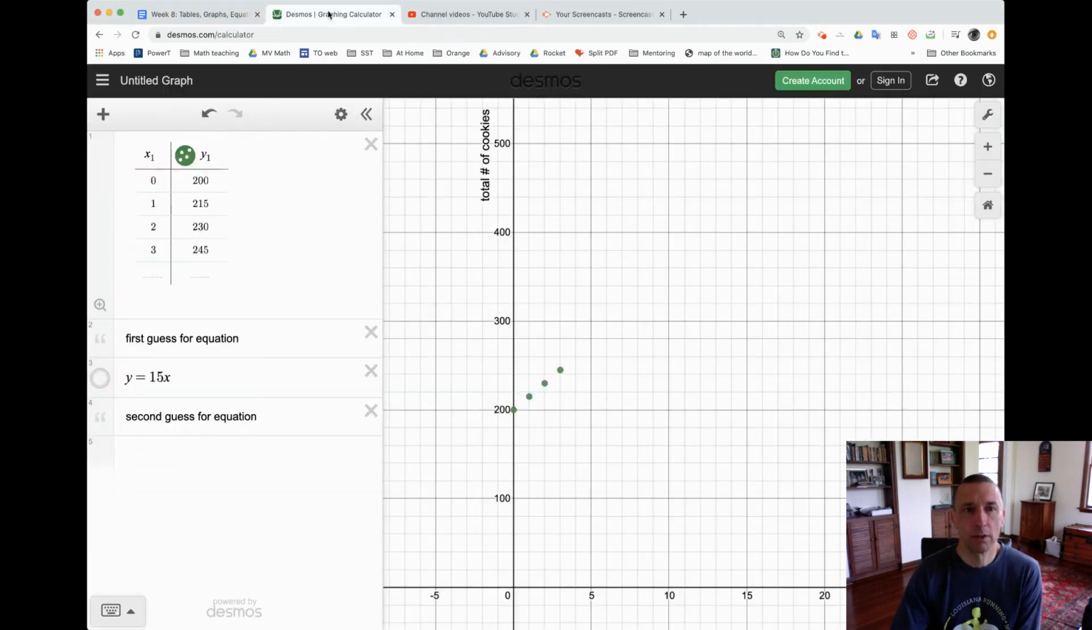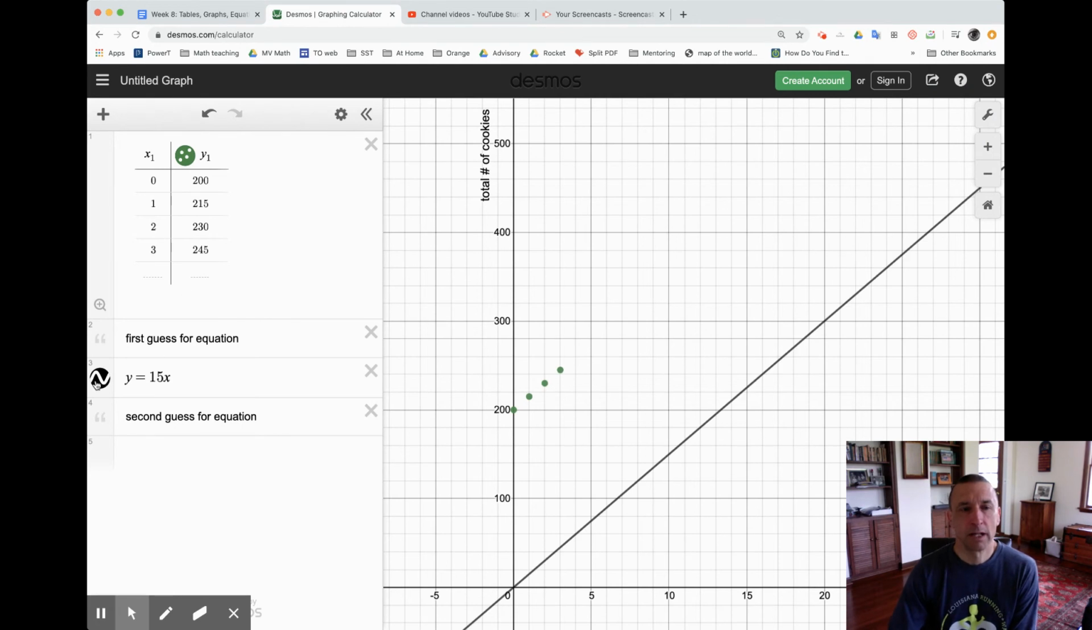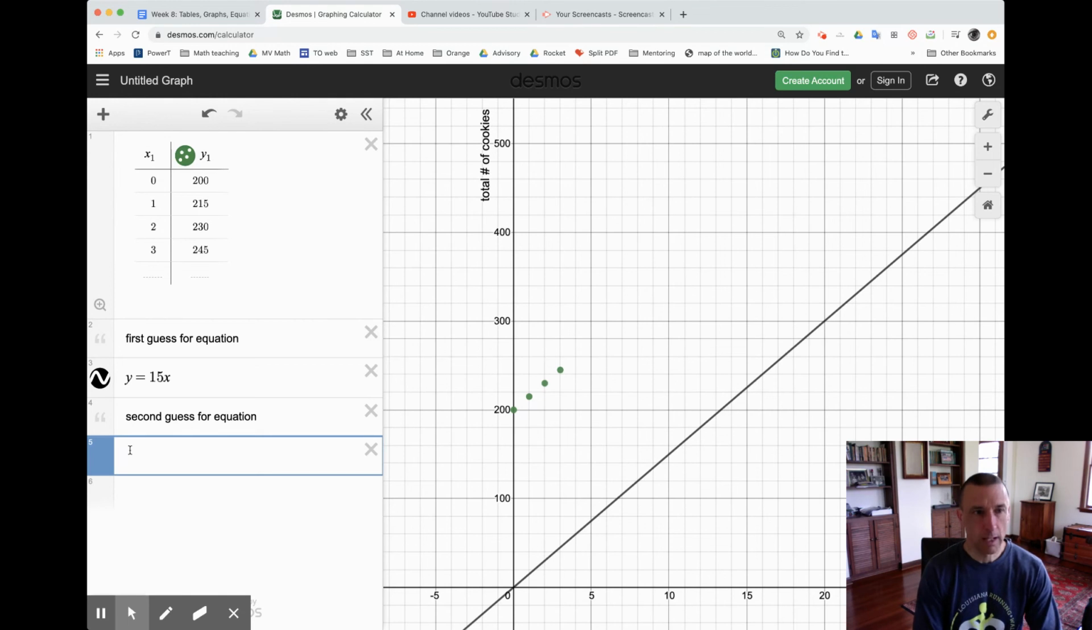I've already entered in the table, and I have a first guess. This is often the first guess students will have. You can see that this is not the correct answer because the line does not pass through the points on the graph.